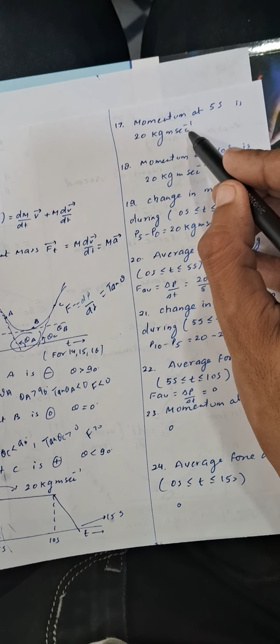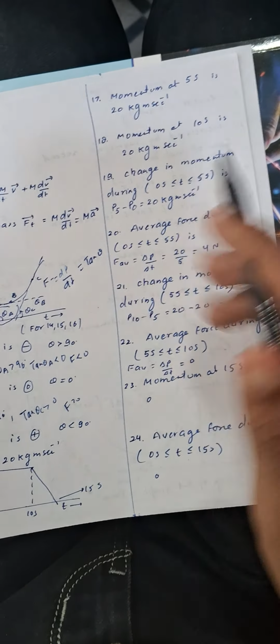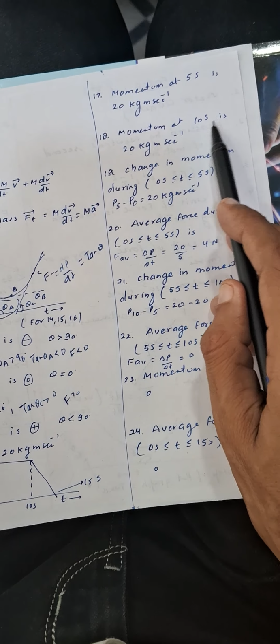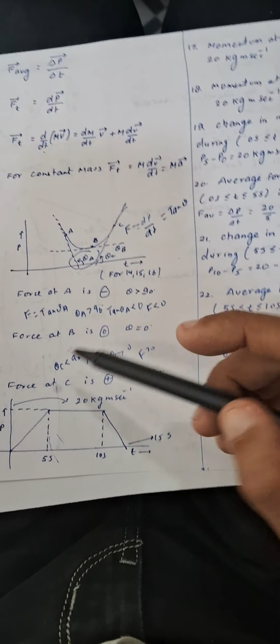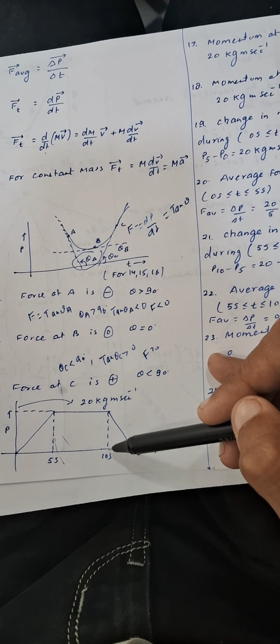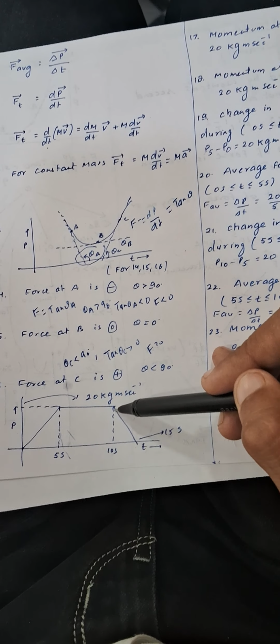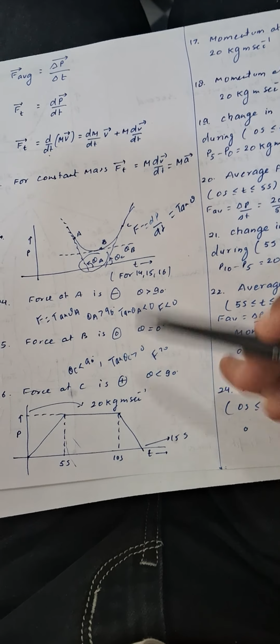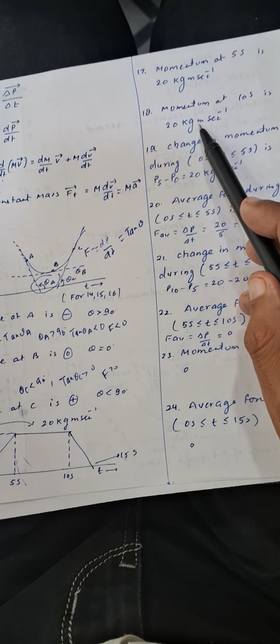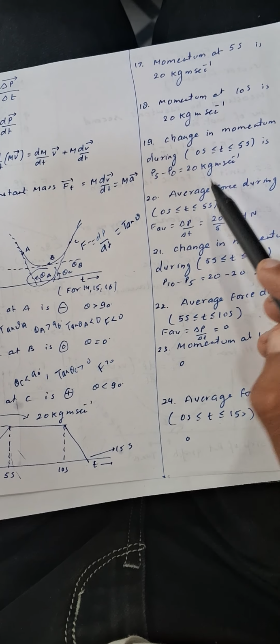So answer will be 20 kg meter per second. Then we are being asked momentum at 10 seconds. So as you can see in the graph, at t is equal to 10, the momentum is equal to 20 kg meter per second. So this is again equal to 20 kg meter per second.